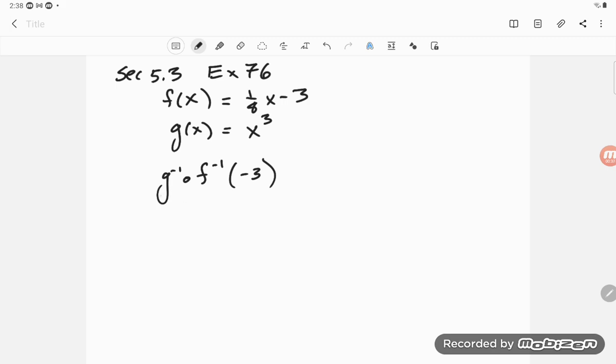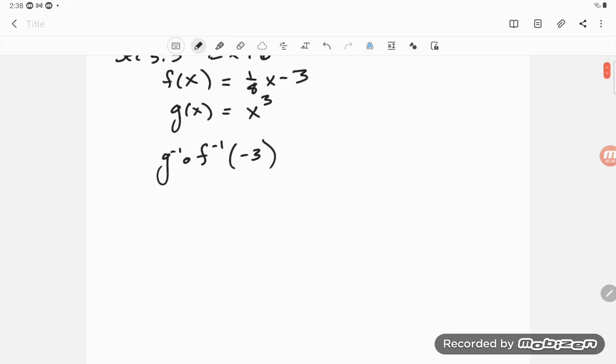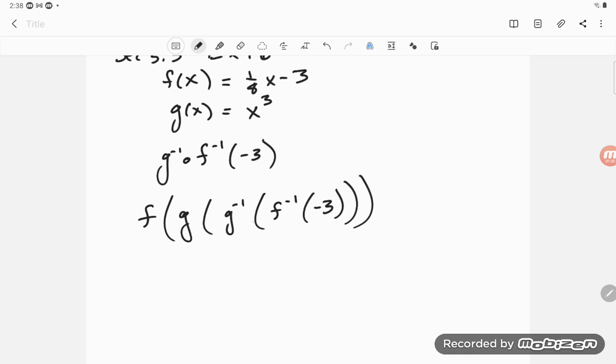And so what that means is if I do this in opposite order, right? If I do f of g inverse of f inverse of -3, I should get -3 back, because you see that g of g inverse just gives you back whatever you started with, and then f of f inverse, so we get the -3.